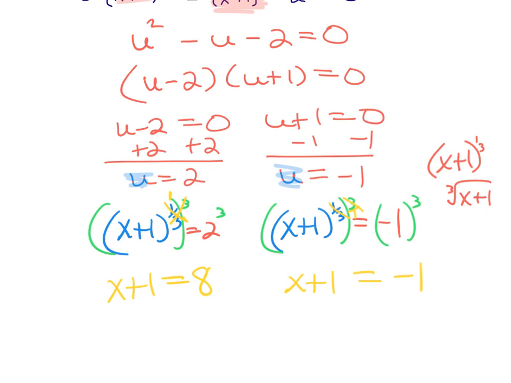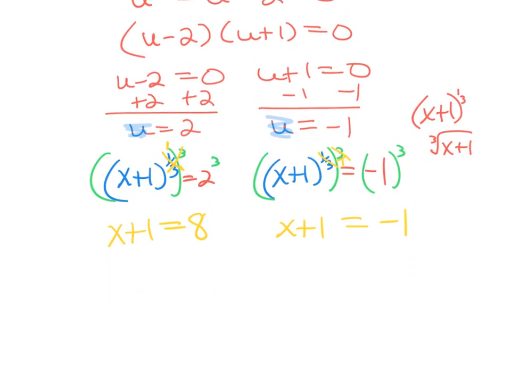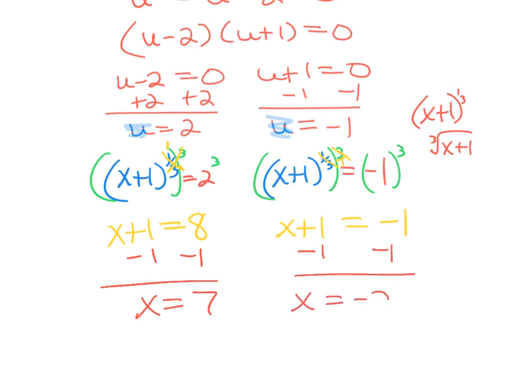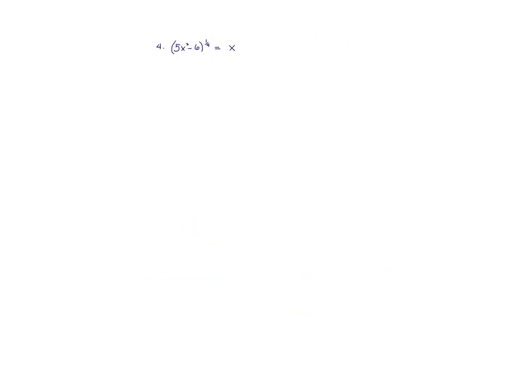Now I need to solve, and this is going to give me my x values. Subtract 1. My first solution is 7. Subtract 1. My next solution is -2. I don't need to check. This was a polynomial. Next one.